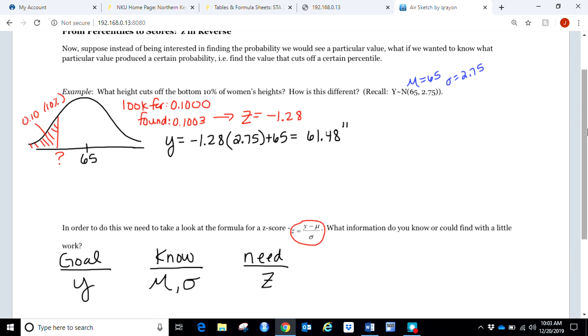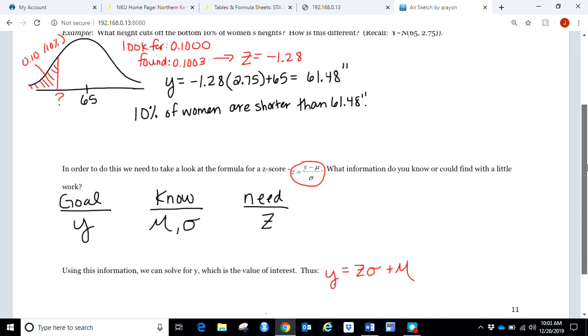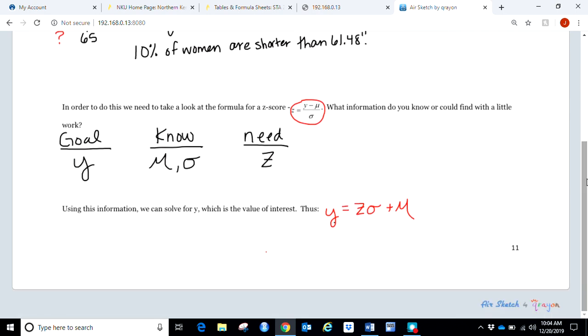At this point, the math is done, and all we need to do is interpret this value. What this means for us is that 10% of women are shorter, because it's shaded left, shorter than 61.48 inches tall. As you can see from this formula, since we're going to know the standard deviation and the mean, the main work for us is going to be finding the z. So we're going to do some more of these in the next couple of videos.